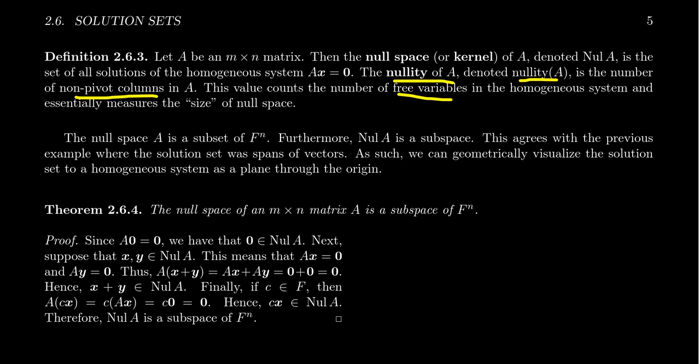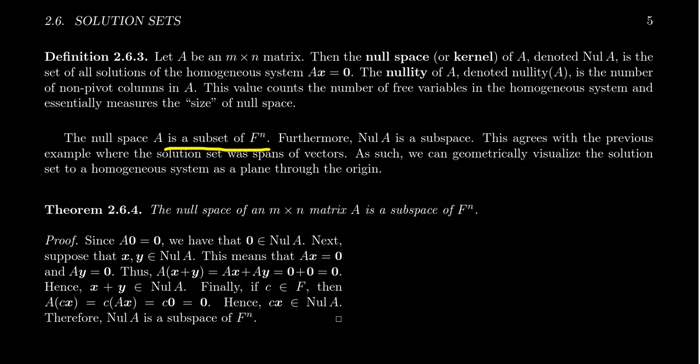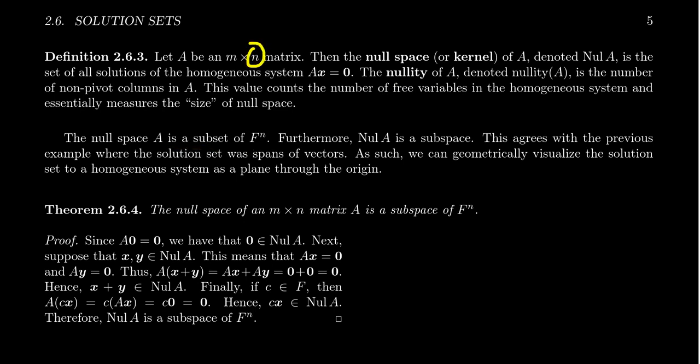Now, in particular, the null space is going to be a subset of Fn, because it's a collection of vectors in Fn, where n here is the number of columns in the matrix A. But we can even do better. The null space is a subspace of Fn. That's actually why we call it the null space as opposed to the null set. We know that it's going to be a subspace of Fn here.